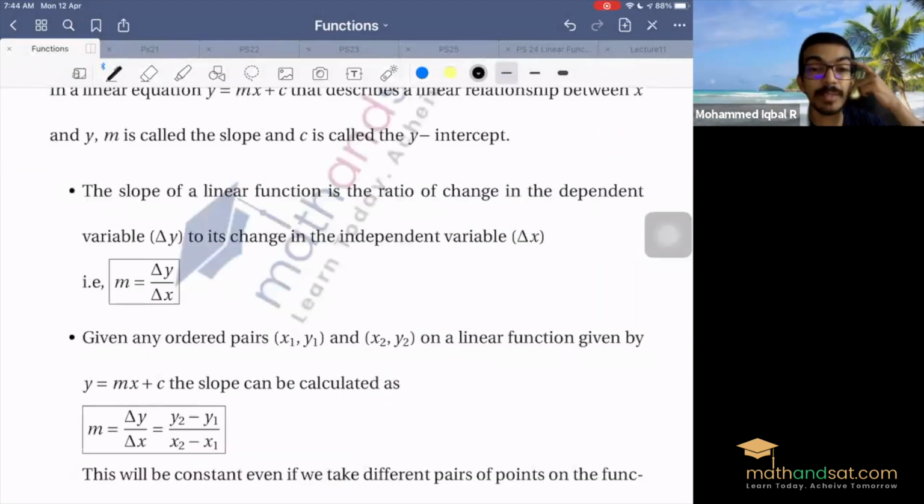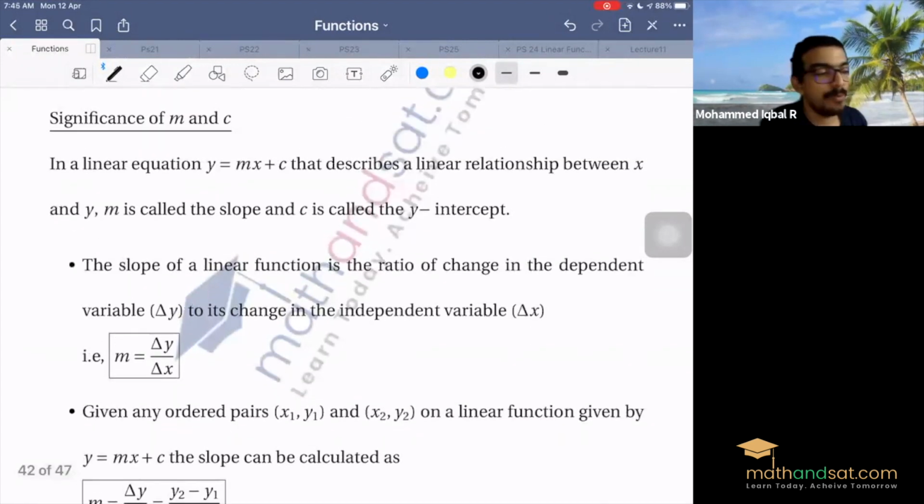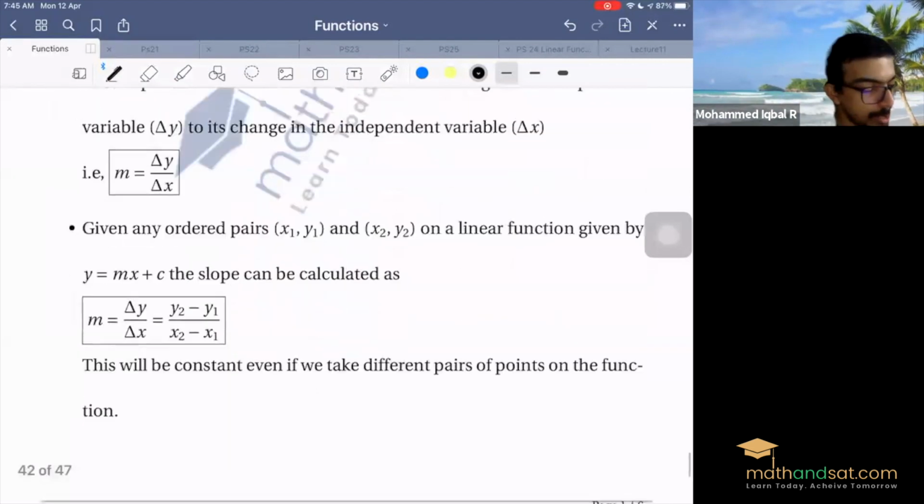So this is what we discussed in the previous class. We were discussing the significance of m and c. We said that m gives the rate of change of y with respect to x, and c gives the initial value of the function, the initial output for 0 input. Now let's see the questions.